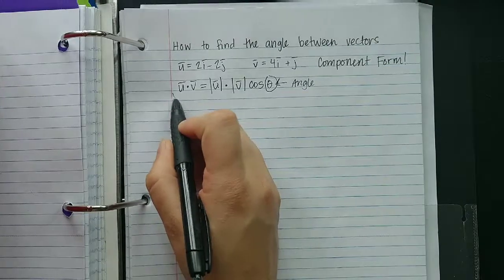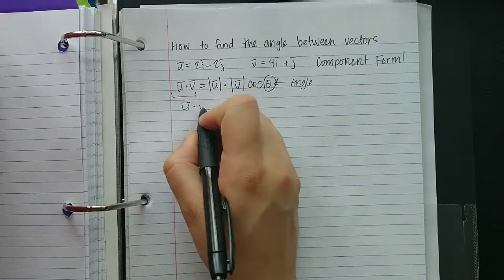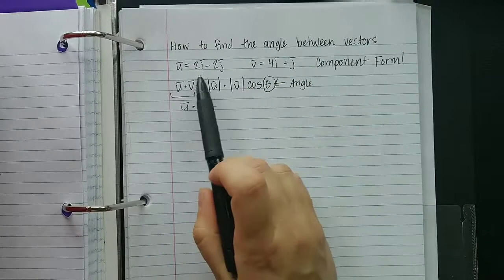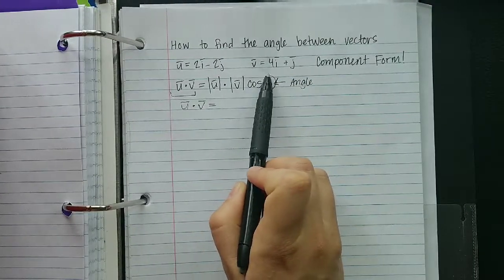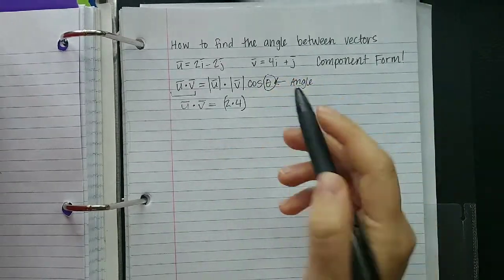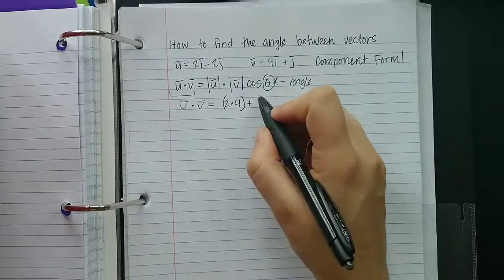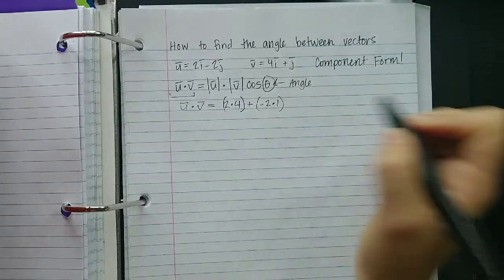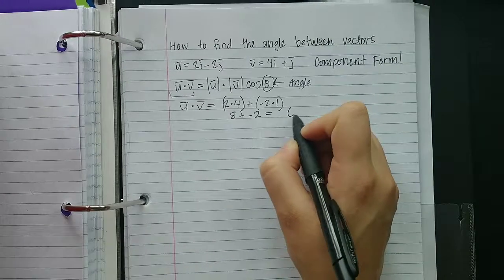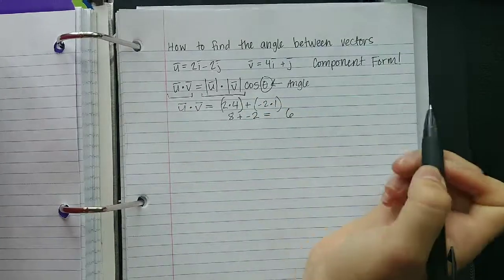So first we'll start by looking for the dot product of u and v, and I'll show you how to do that. First thing you're going to do is look at your components here. Our first coefficient for the i, we'll multiply it by the coefficient of the i for v, and we're going to add it to the coefficients of the j multiplied together. Okay, so 2 times 4 is 8, plus negative 2 gives us 6. So we have the first part of our equation. Now we can start finding the magnitudes of u and v.